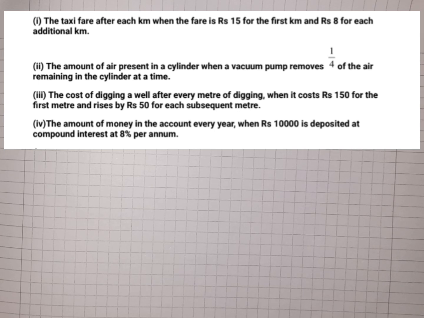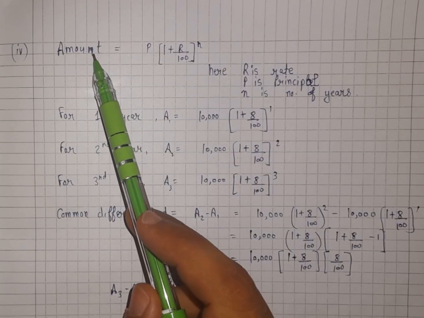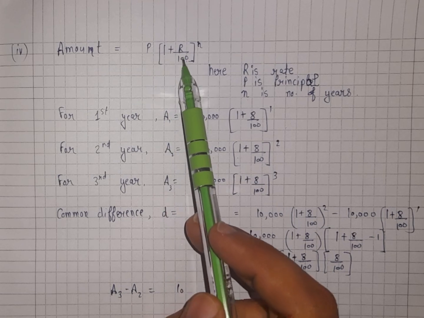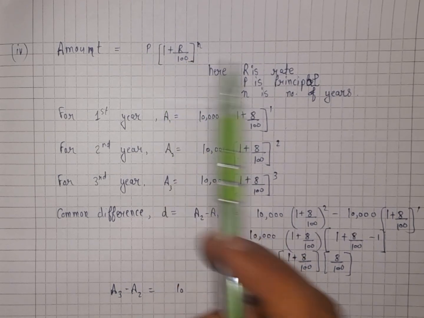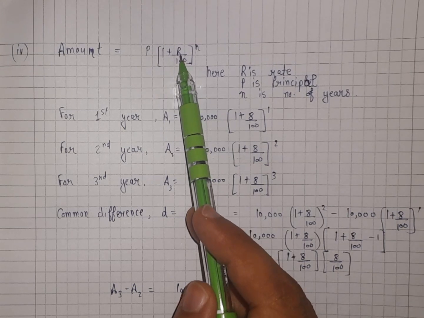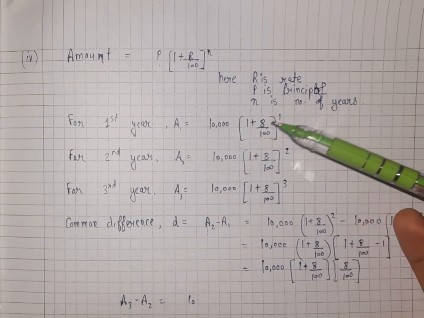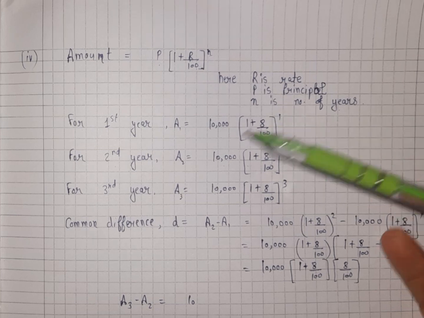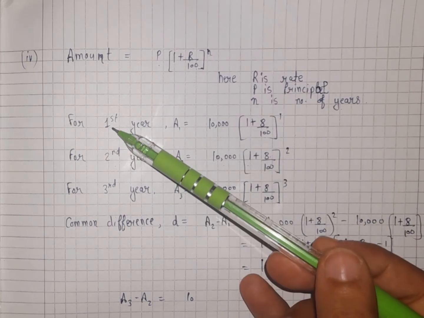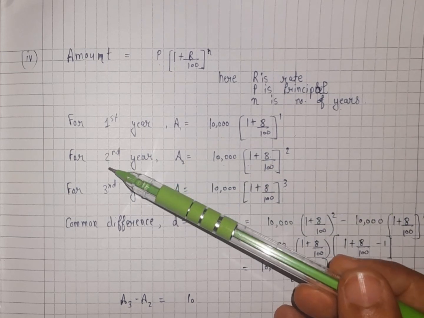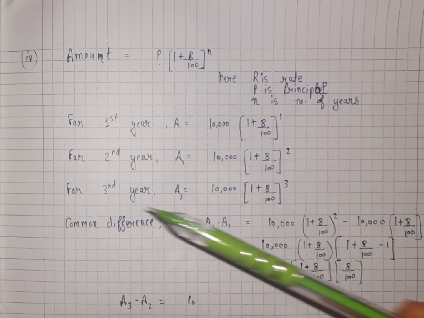Fourth part, the amount of money in the account every year when 10,000 rupees is deposited at compound interest at 8% per annum. Since we know that amount equals P into (1 plus R upon 100) power n, where P is the principal amount, R is the rate of interest and n is the number of years. In this question, P equals 10,000 and R equals 8%. So this is the amount received after the first year, this is the amount received after the second year, and this is the amount received after the third year.